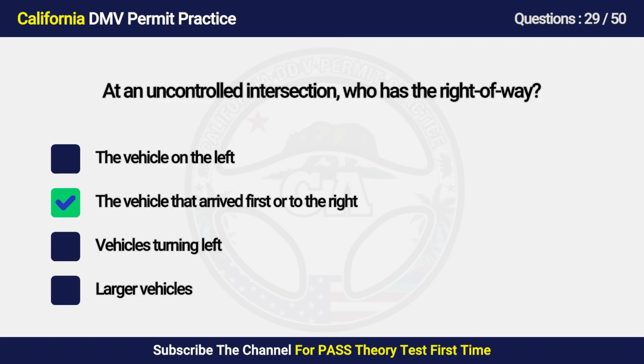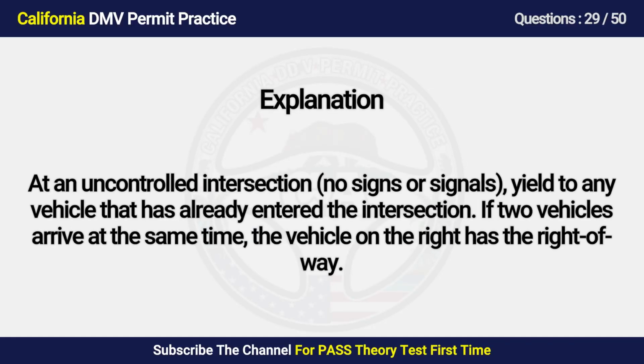Answer is B. The vehicle that arrives first or to the right. At an uncontrolled intersection, with no signs or signals, yield to any vehicle that has already entered the intersection. If two vehicles arrive at the same time, the vehicle on the right has the right of way.